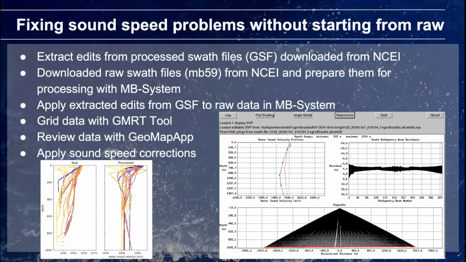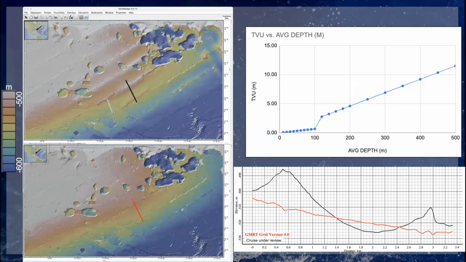We find that addressing sound speed problems is best and most easily done using MB-System's MB Velocity tool. So we make sound speed corrections there, and then we finish our processing with MB-System. Through our reprocessing efforts, we are able to demonstrate how simple sound speed corrections yield a better quality bathymetry product that is more self-consistent.